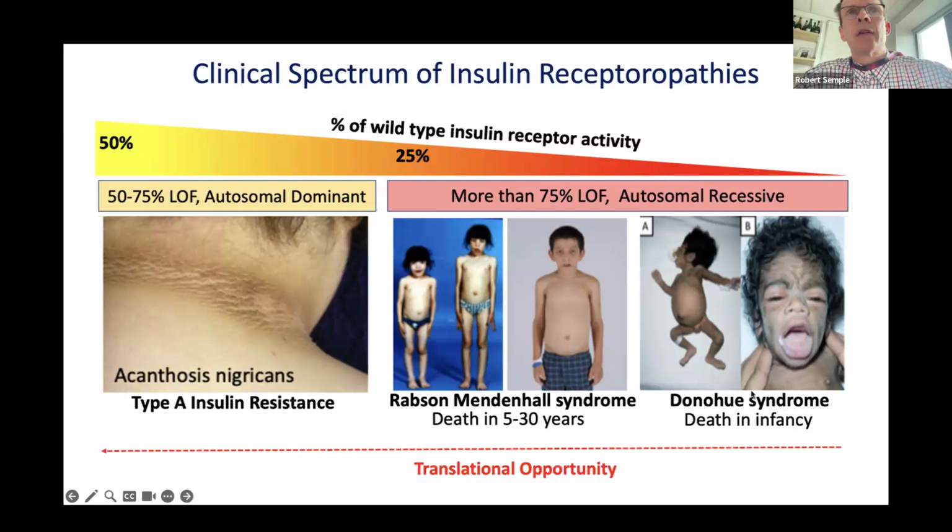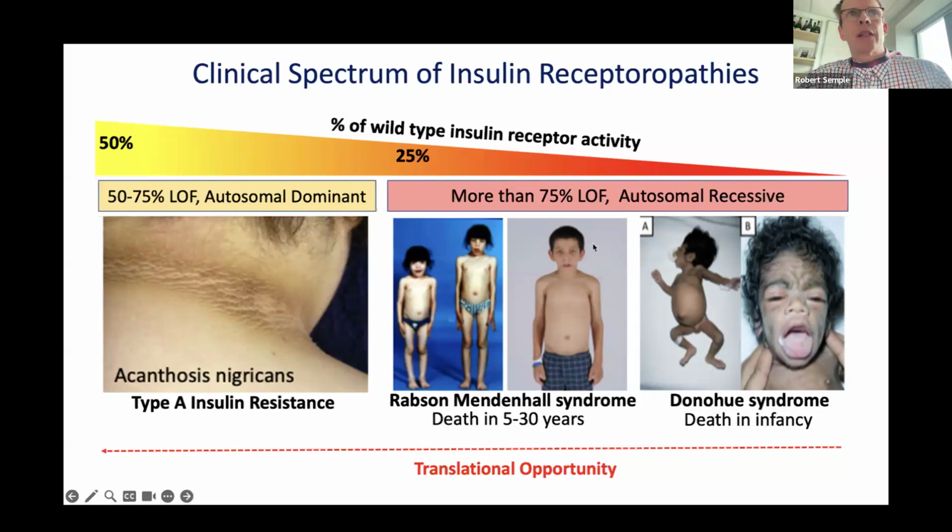I'll show you another slide in a minute, but it produces emaciated babies with a mixture of soft tissue overgrowth and linear undergrowth, severe metabolic derangement, and almost by definition, they die in the first year or two of life.